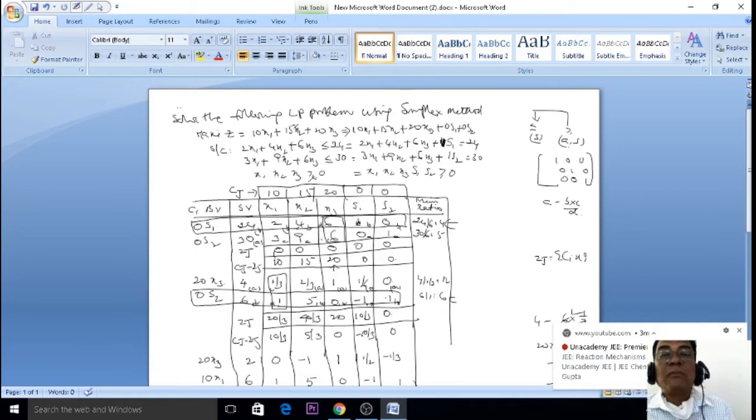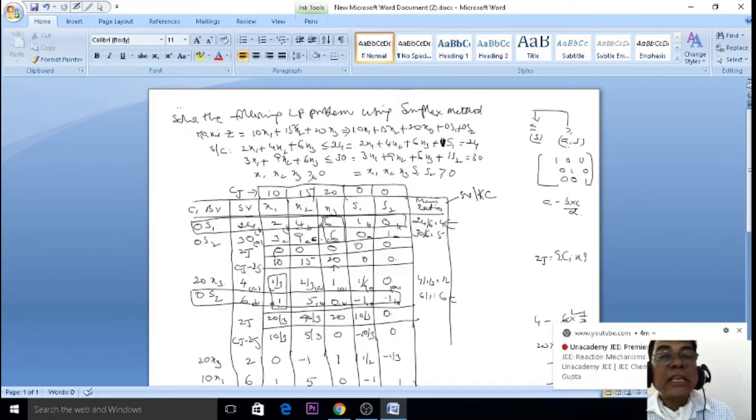Next, after the key column, how to calculate the key row? What is the basic formula for the key row? The key row basic formula is SV by KC, solution value by key column. Solution value is 24, key column is 6. 24 divided by 6, 4, like this. In this one, select the minimum positive value. For the key column, select the maximum positive value; for the key row, select the minimum positive value.